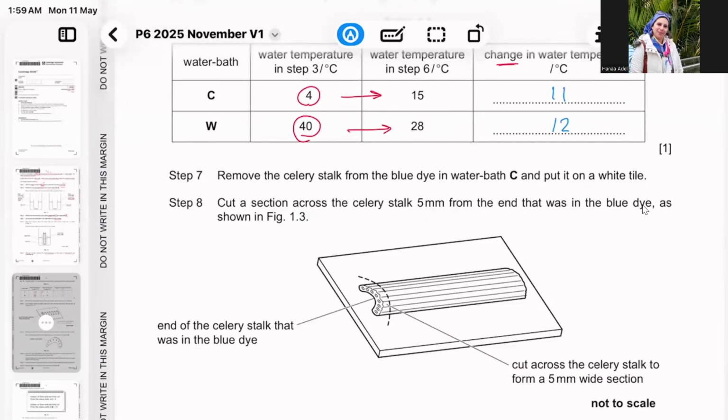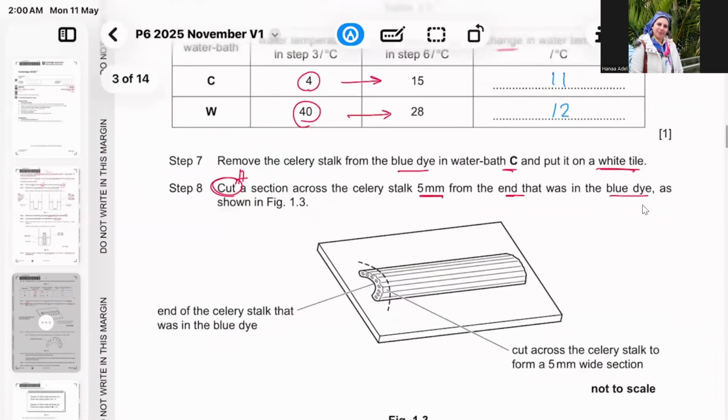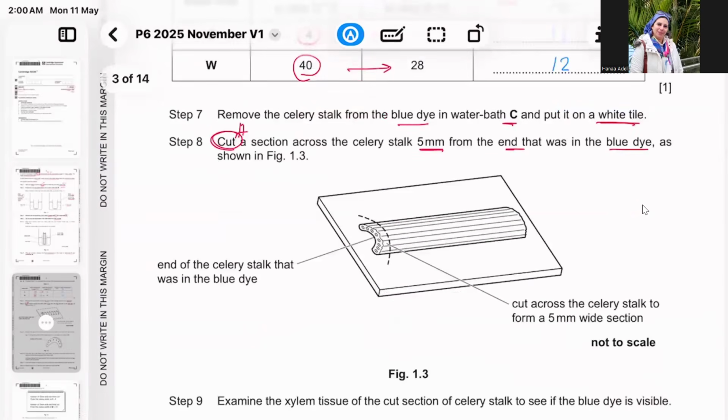Step 7: remove the celery stalk from the blue dye in water bath C and put it on the white tile. A white tile looks like a ceramic piece. Cut a section across the celery stalk, 5 millimeters from the end that was in the blue dye, as shown in the figure. So I just cut it, each section 5 millimeters wide.